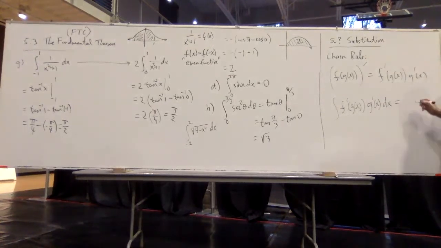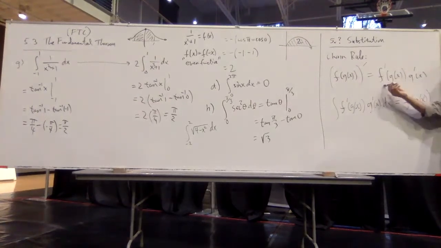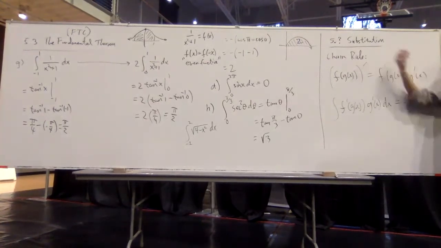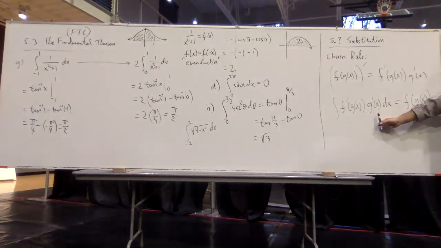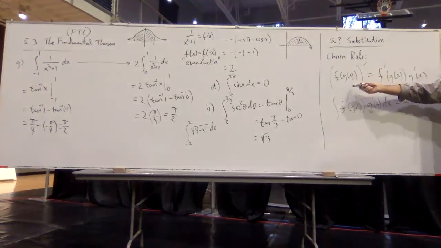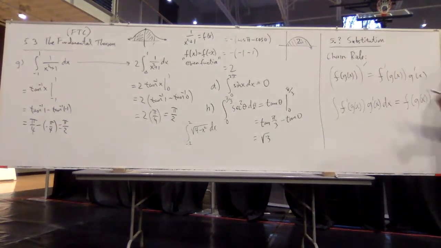what's the antiderivative? F of g of x. Absolutely. Plus any old constant. So notice what happens. In order to have the form we need to get an antiderivative fact out of this, the inside function's derivative has to be sitting there. But it goes away because it's not over here. It got kicked out as a result of the chain rule.